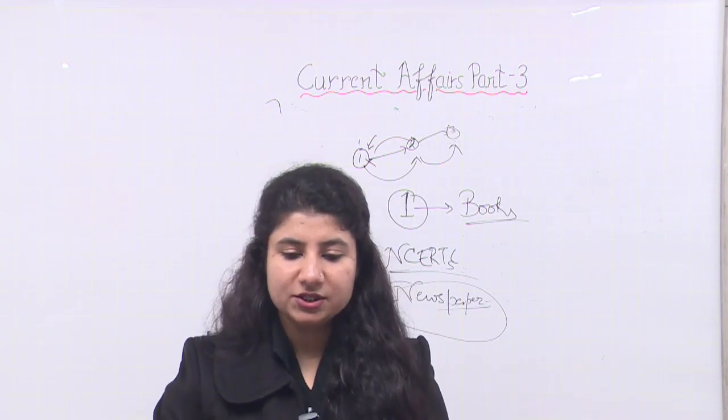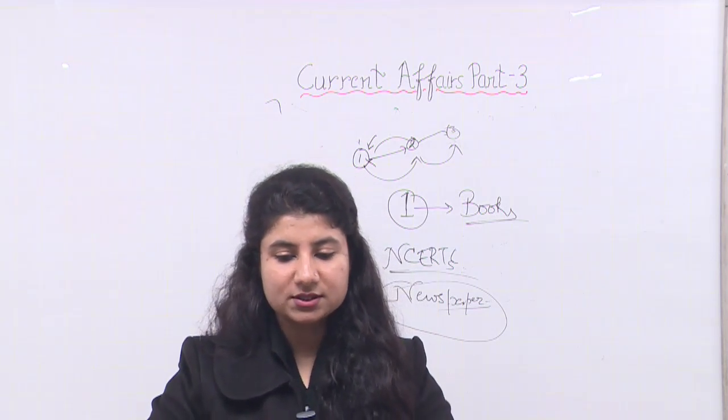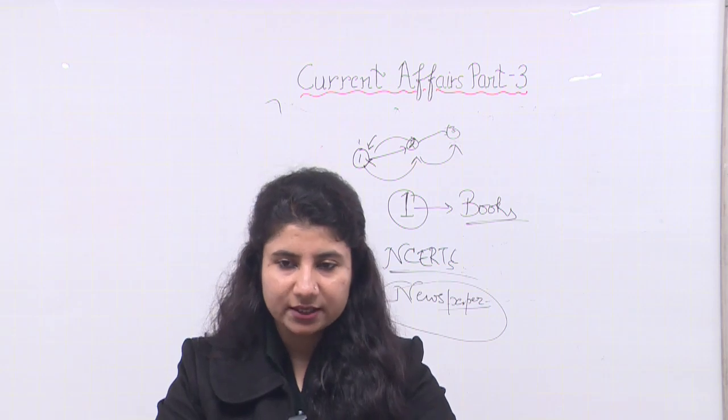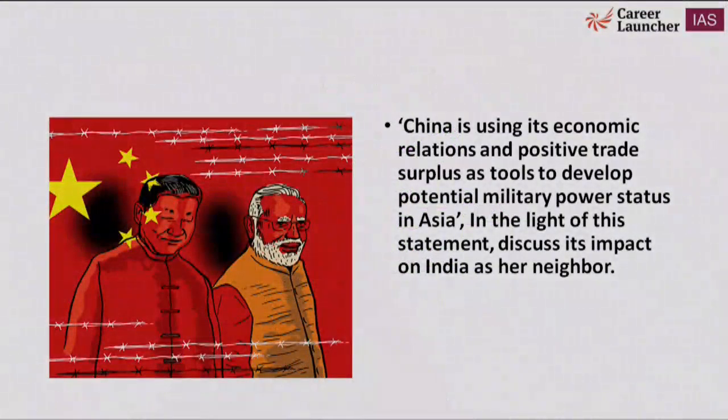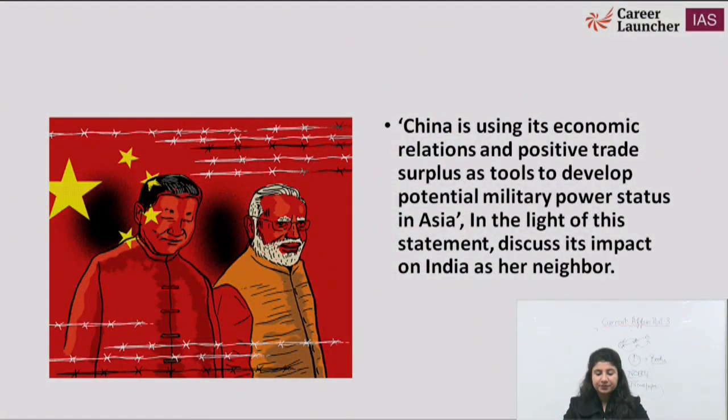Last question of the day. China is using its economic relations and positive trade surplus. China is caught in a tariff war with the United States of America as a tool to develop potential military power status in Asia. In the light of this statement, discuss its impact on India as her neighbor.